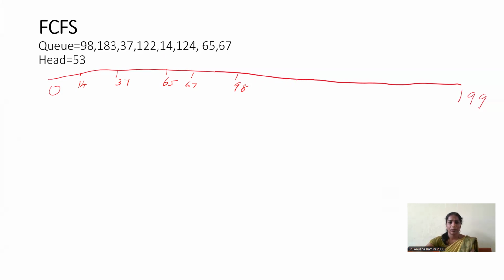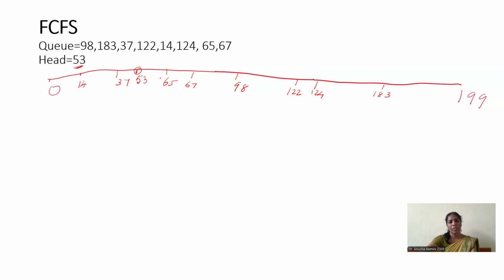After that, 122, 124, and finally 183. The cylinder starts and ends at 0 to 199. In between this, our head is at position 53, so 53 will come here. Now my head is at this position.